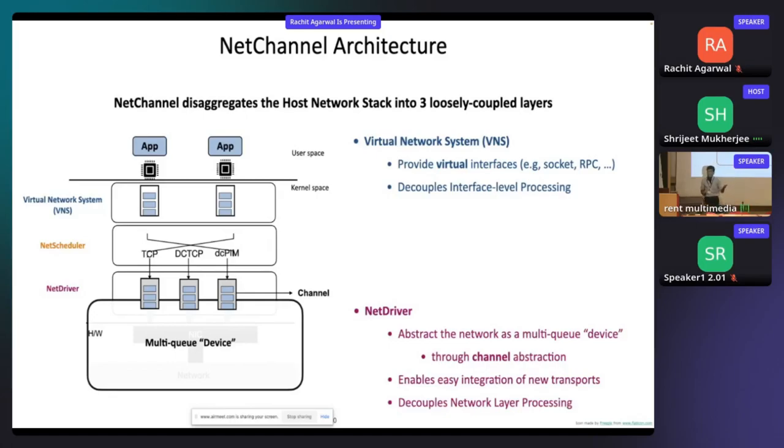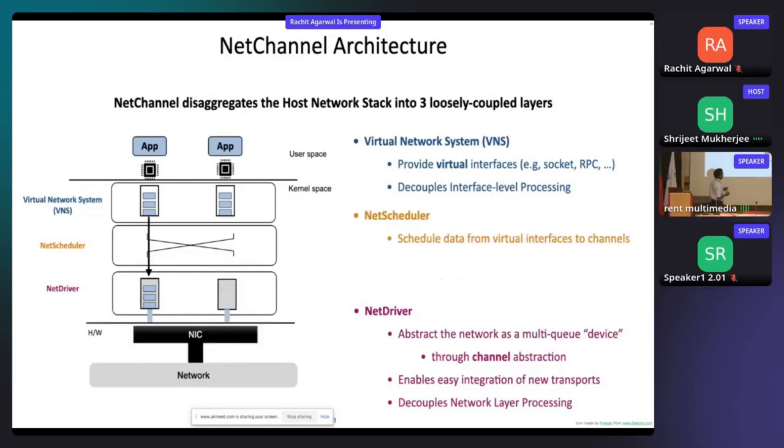You can have any kind of multiplexing or demultiplexing that you want. And here, what we are suggesting is that we have this very basic channel abstraction. This channel abstraction is basically operating on each queue. This channel can implement whatever protocol you love, okay? This channel abstraction is the one that implements whatever transport layer functionality you want, whatever lower layer functionality you want. We think that with this abstraction, there will be much easier integration of new transport designs into the kernel stack, and we will be able to decouple the network layer processing as well.